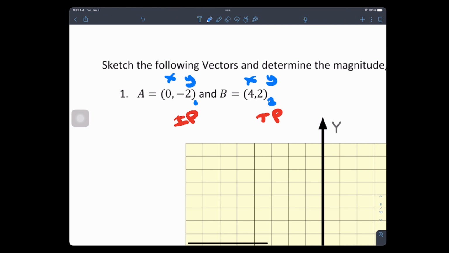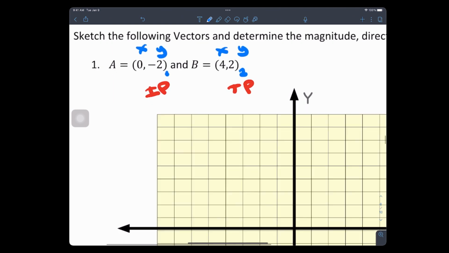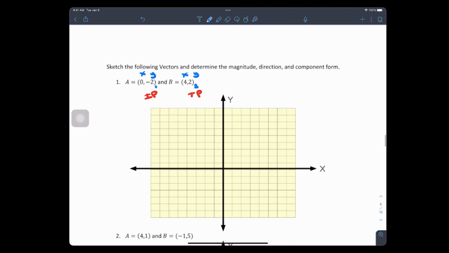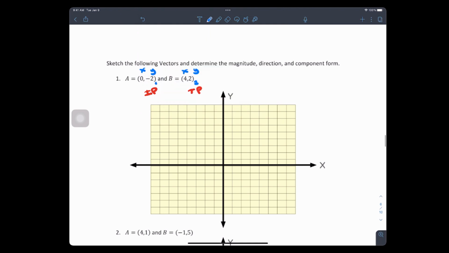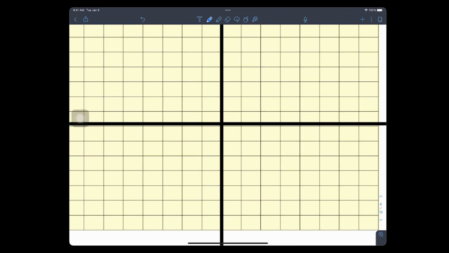Okay, so let's get the component form. Well, they say sketch. Sketch, what do they mean by that? Let's plot A. A is at (0, -2). So let's find that location, okay? Where is (0, -2)? Do you guys know what that means? That's just below down here at -2. There's your location for A.